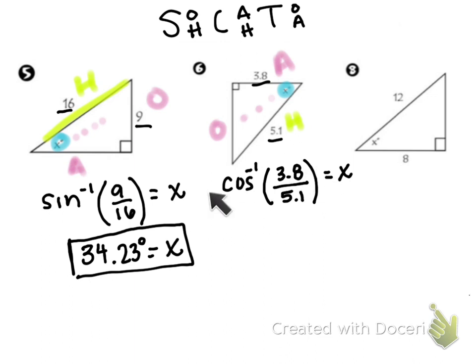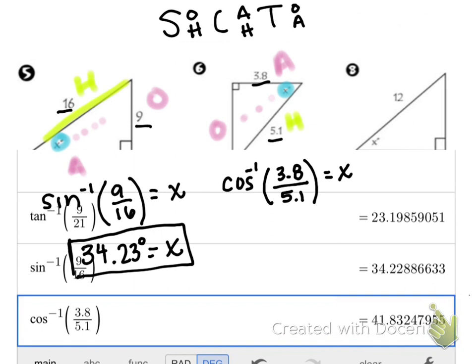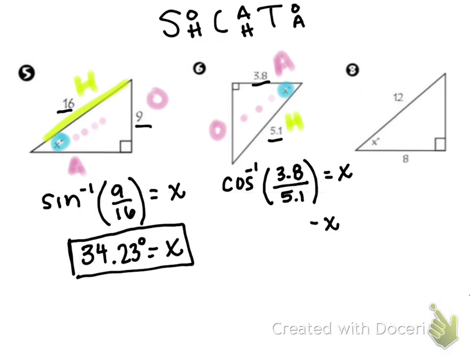This right here is what you're putting in your calculator. So when I put cosine⁻¹, 3.8 over 5.1, it's going to look like this, which is 41.83 degrees. All right, try the next one.